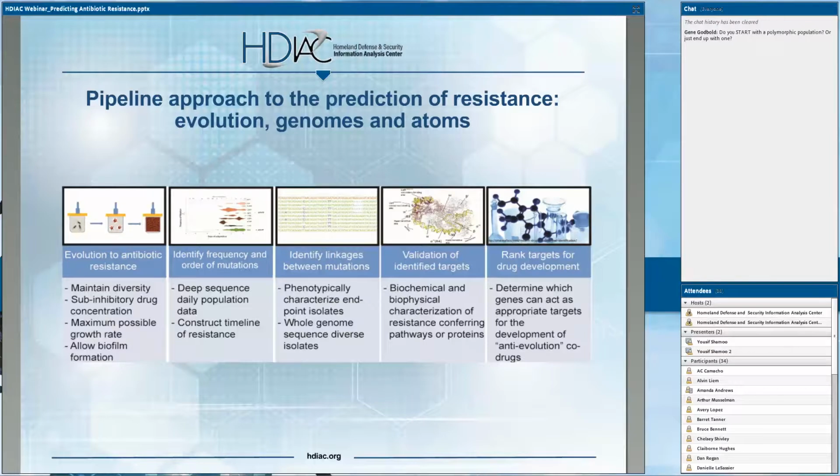We deep sequence those populations each day to identify which mutations occurred first, second, and third, for instance. And then we isolate those proteins if they're good targets, and we think about how we would actually design drugs against them.